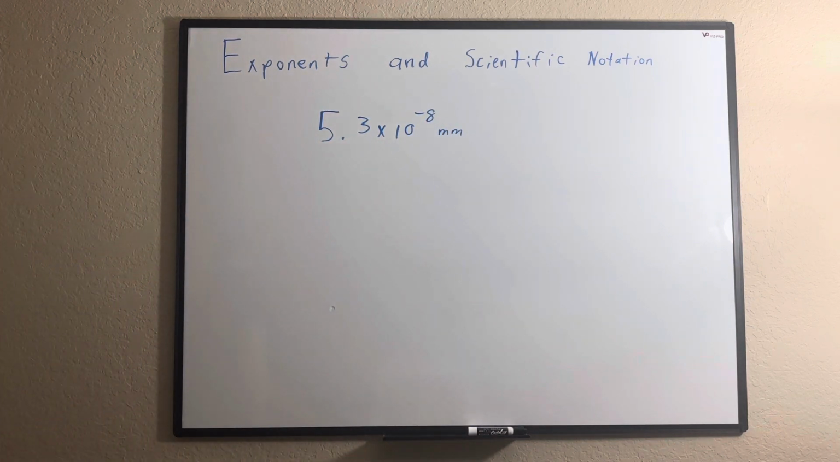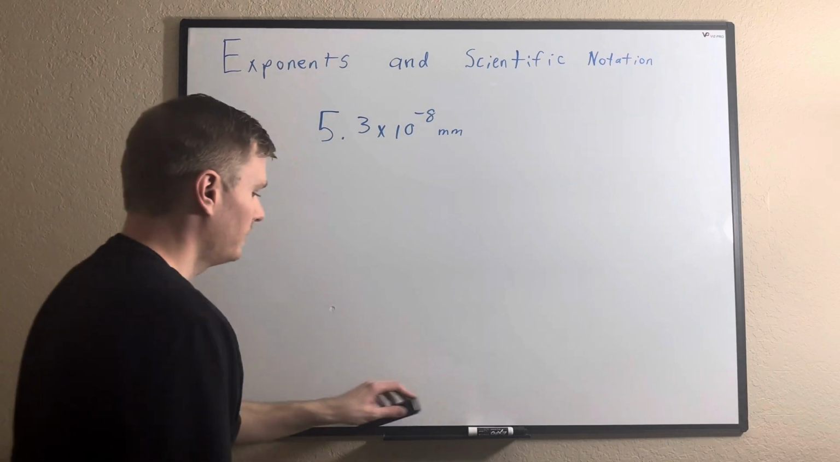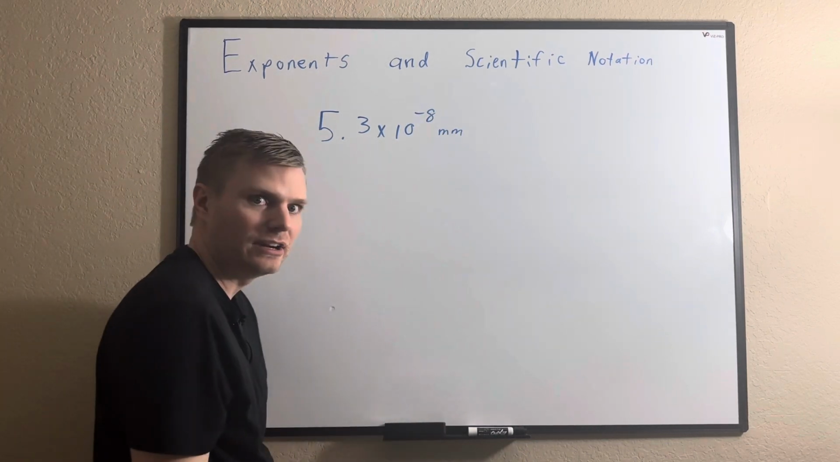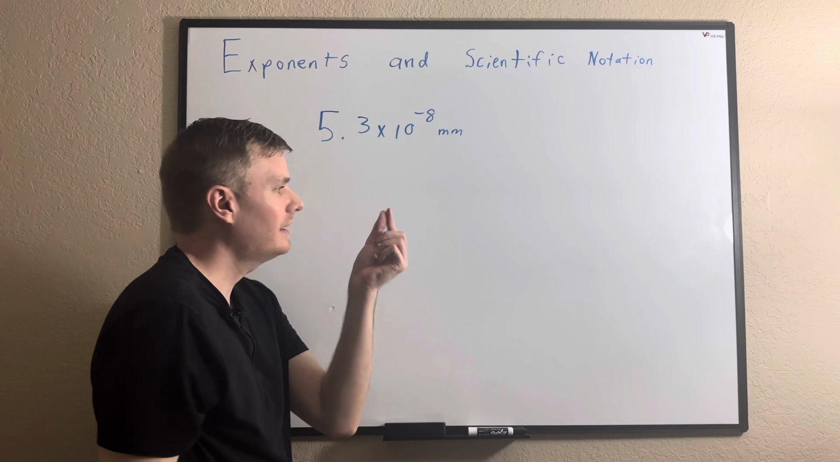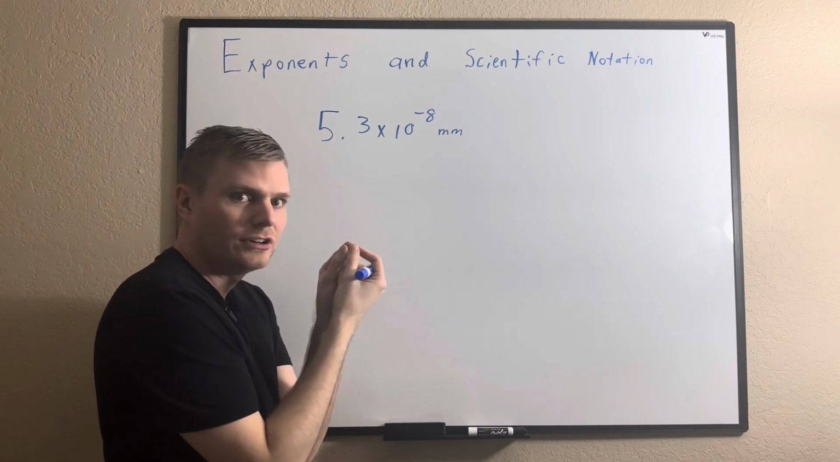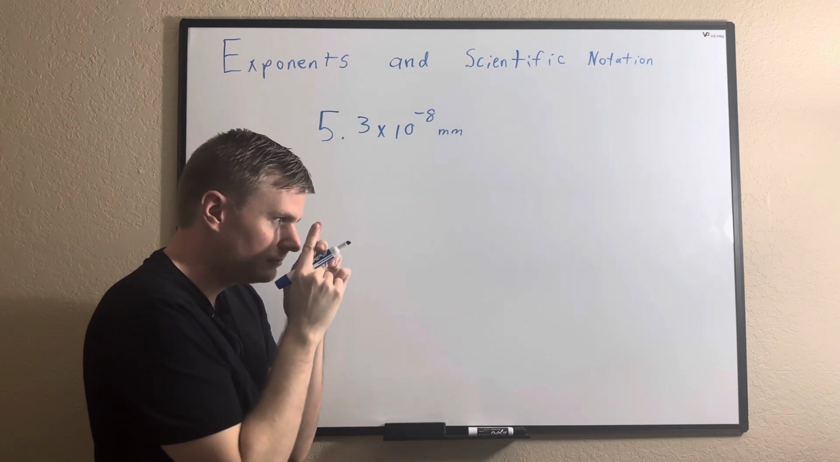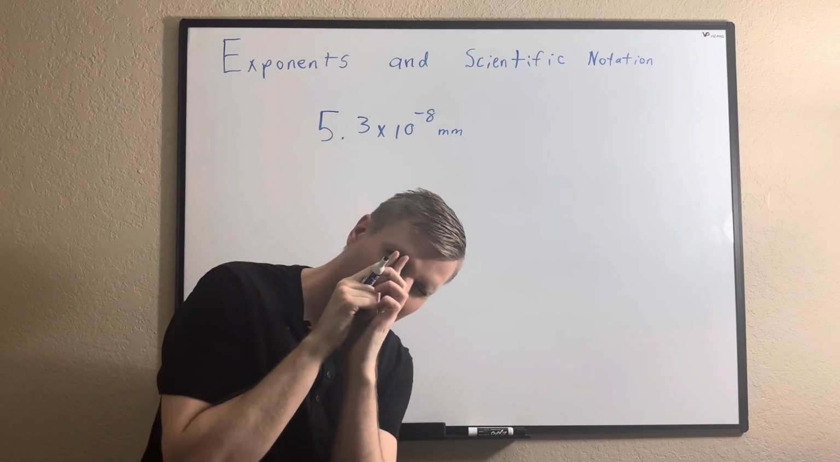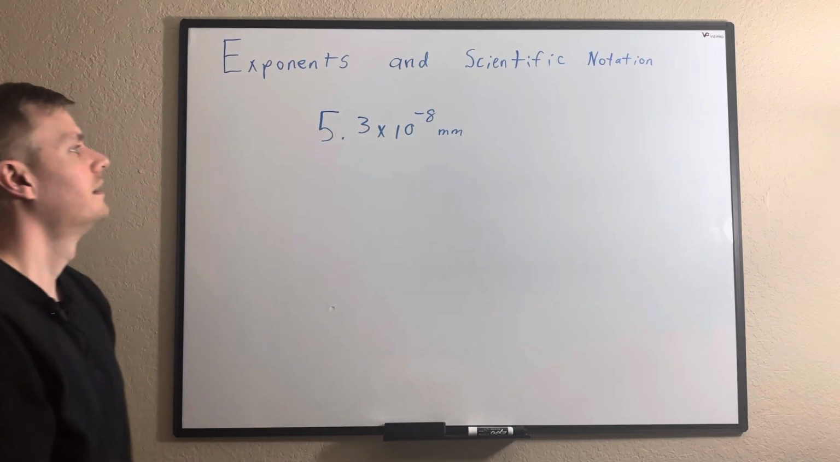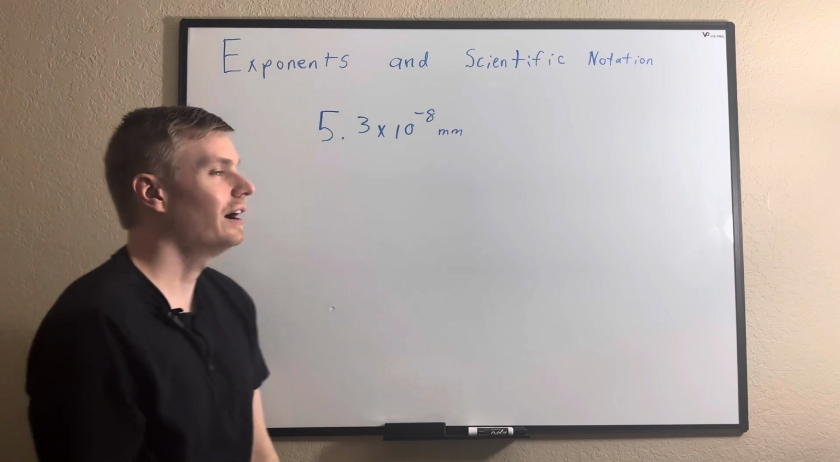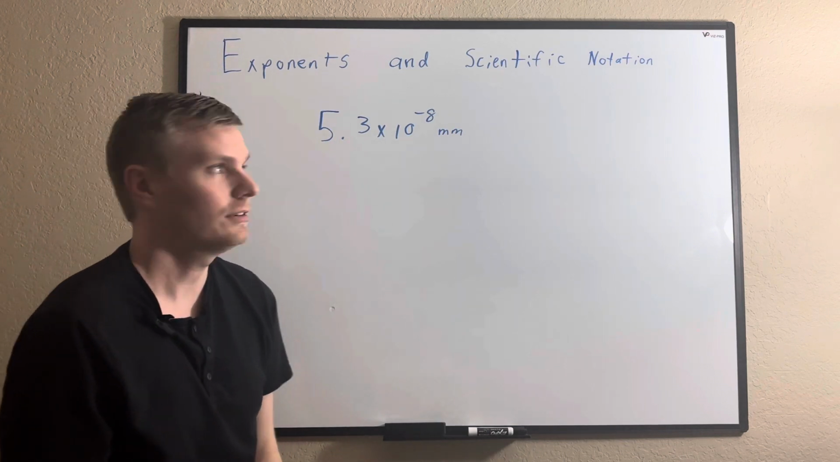5.3 times 10 to the negative 8 millimeters? What? Do you know how wide a millimeter is? Take a paper clip, turn it on its side, so just the tiniest thing, and that's how wide a millimeter is, okay?